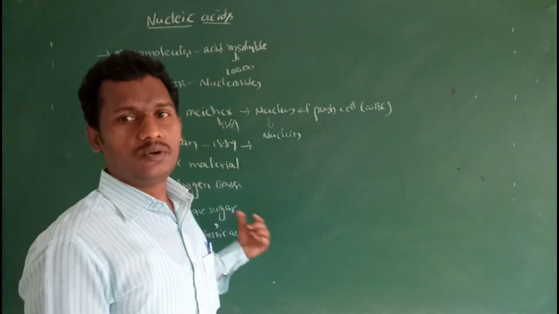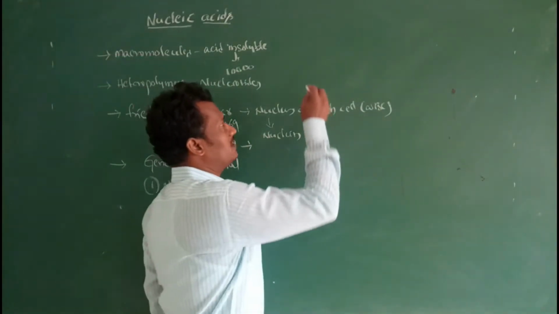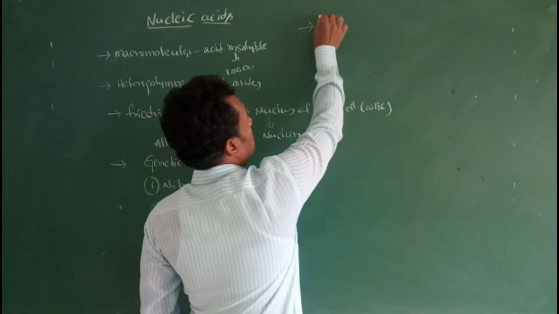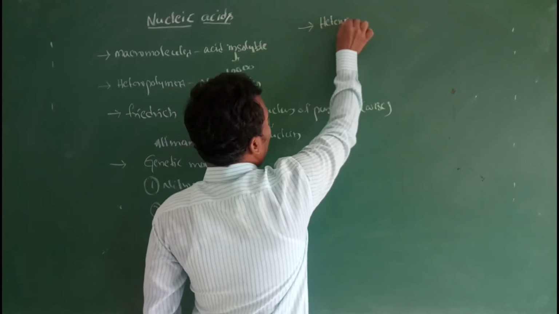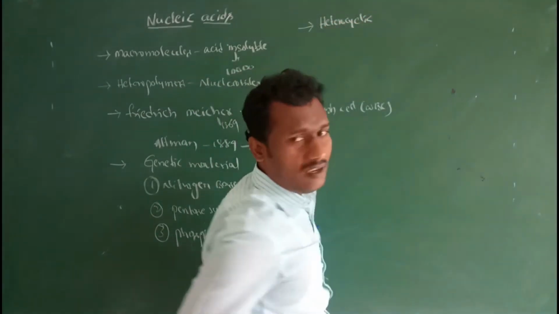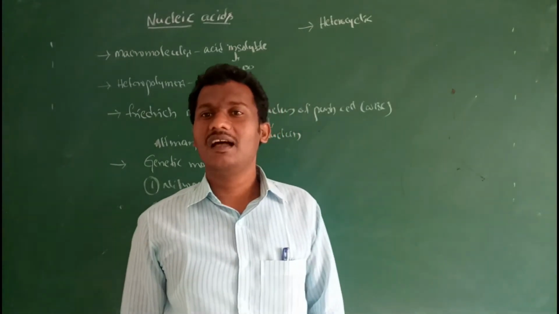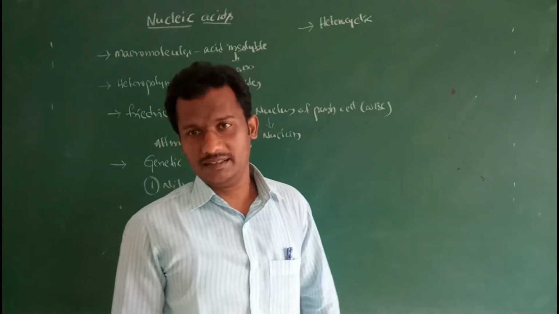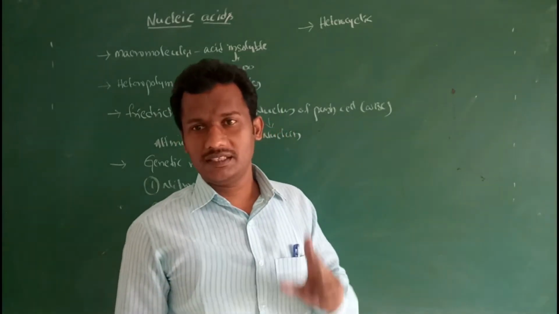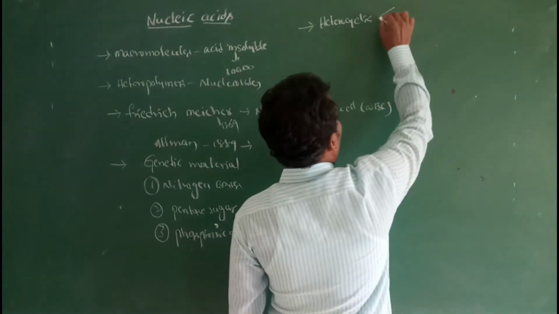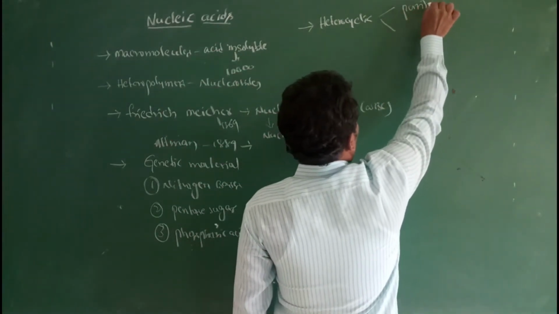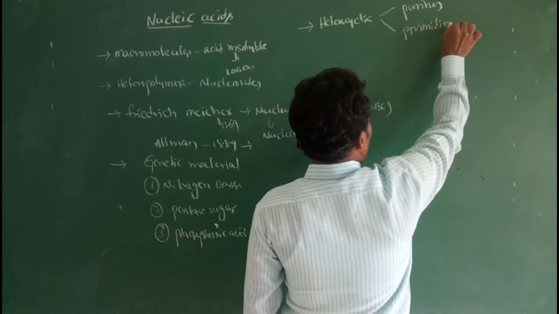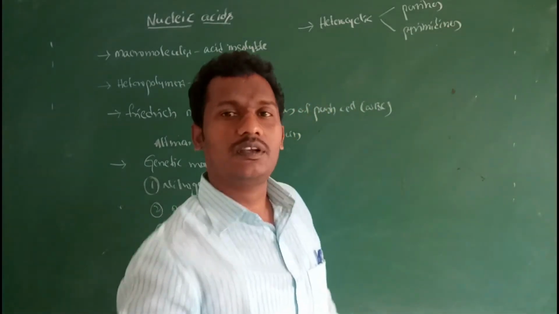First, coming to nitrogen bases. These nitrogen bases are heterocyclic organic compounds. They contain nitrogen in the ring structure. Nitrogen bases are basically of two types: purines and pyrimidines. First, coming to purines.